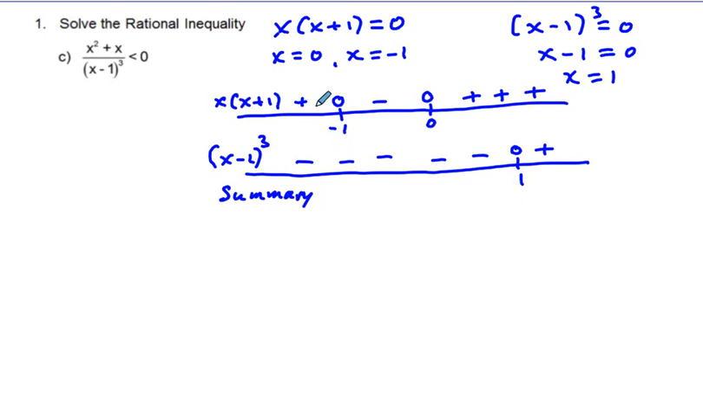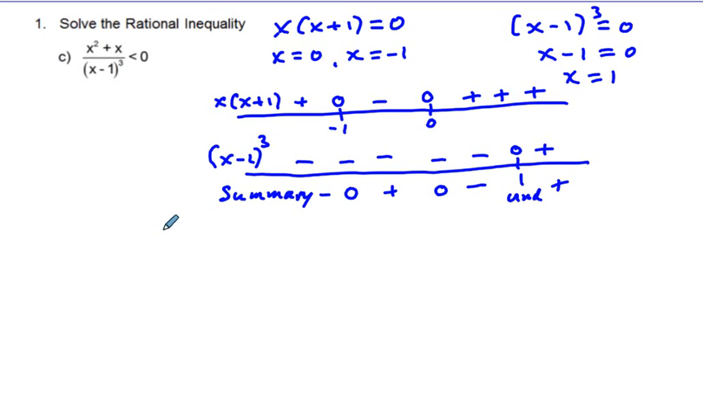First of all, we have positive divided by a negative, which is negative. We have 0 divided by negative, which is 0. We have negative divided by negative, which is positive. We have 0 divided by negative, which is 0. We have positive divided by negative, which is negative. And we have positive divided by 0, which is undefined. And finally, we have positive divided by positive, which is positive.